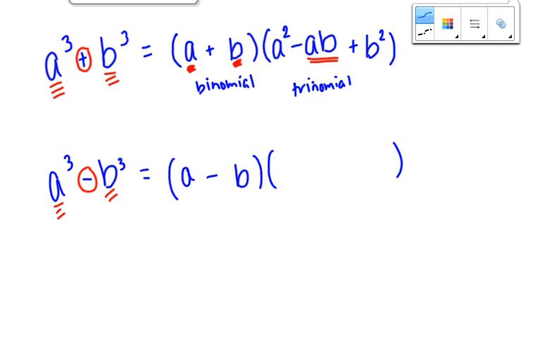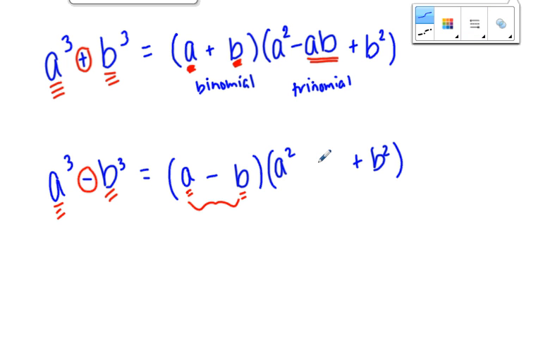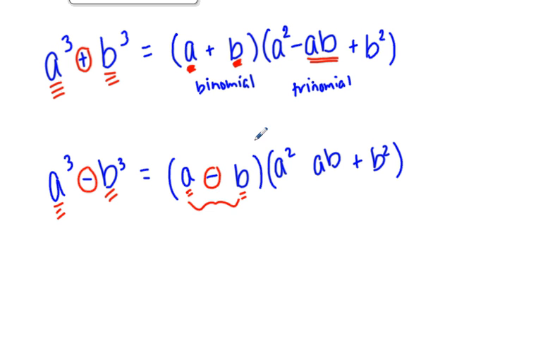For my trinomial, I'm going to begin by squaring my first number and squaring my last number. So I'll have an a squared and a b squared in my problem. The sign in front of b squared will always be positive. And lastly, I will multiply a times b together to give me ab in the middle, and I will change the sign of the binomial to a plus. So now I have two formulas that I can use to do some examples.